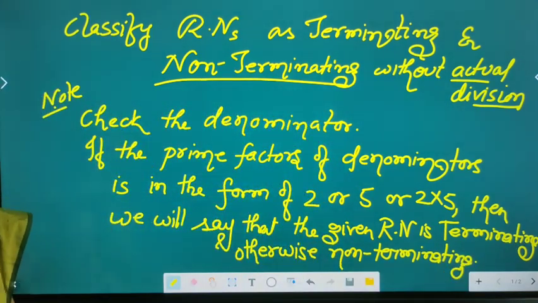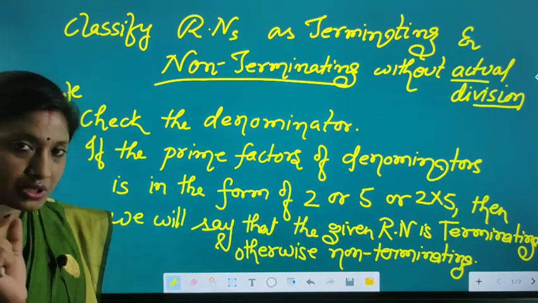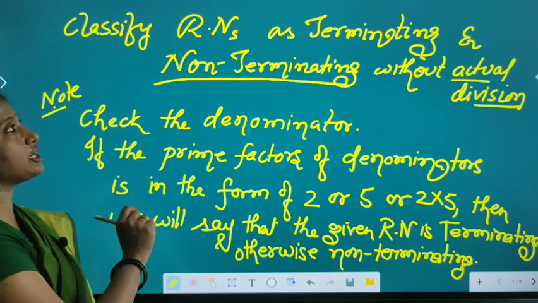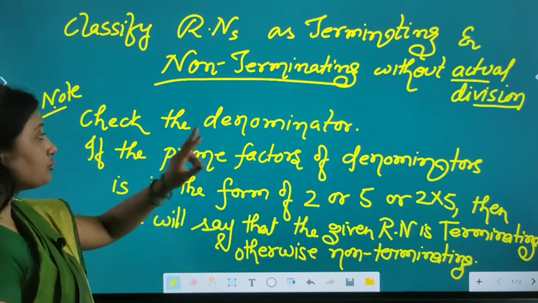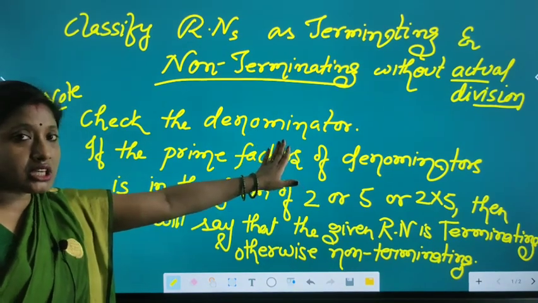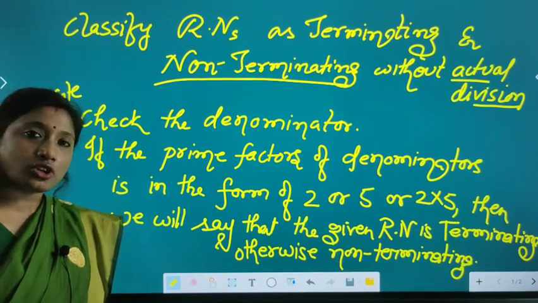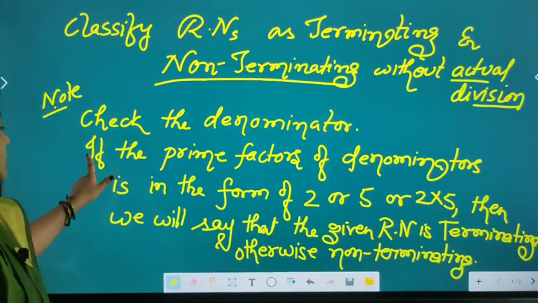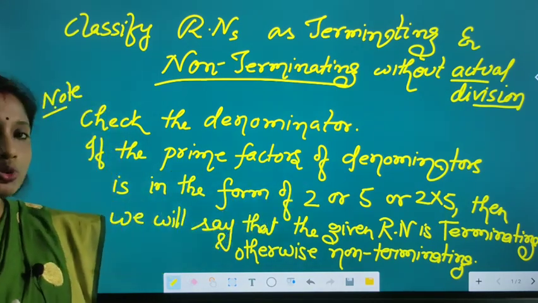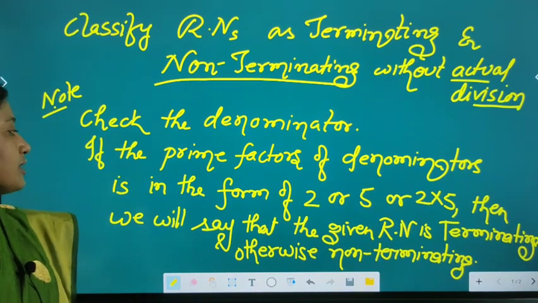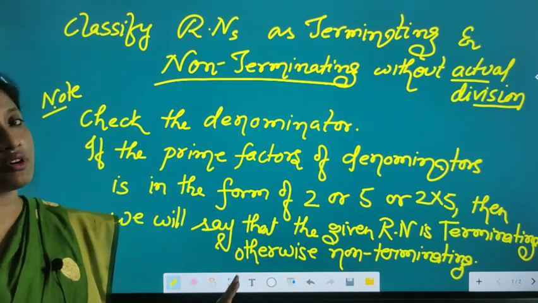First you have to check the denominator. If a rational number has been given and you have to check whether it is terminating or non-terminating without division, then you have to check the denominator and find the prime factorization of the denominator. If the prime factors of the denominator are in the form of 2 or 5 or 2 multiply 5, then we will say that the given rational number is terminating, otherwise non-terminating.